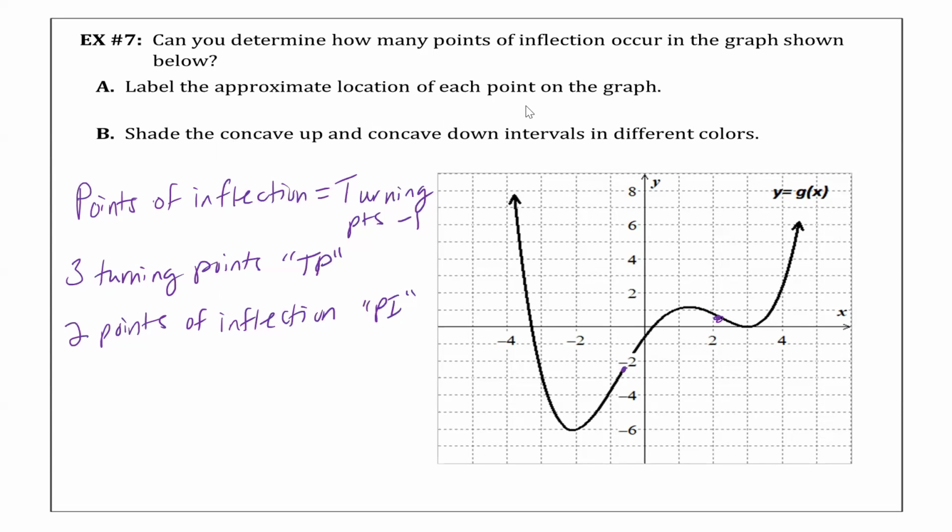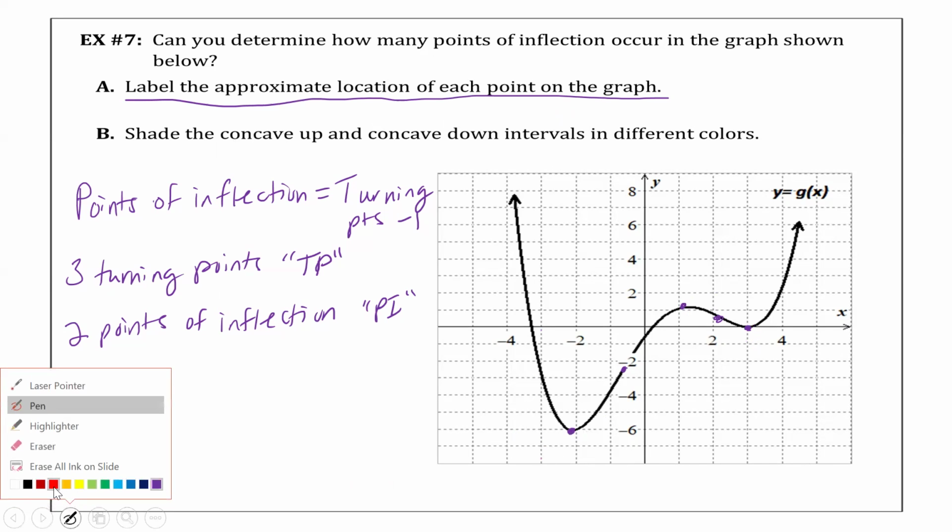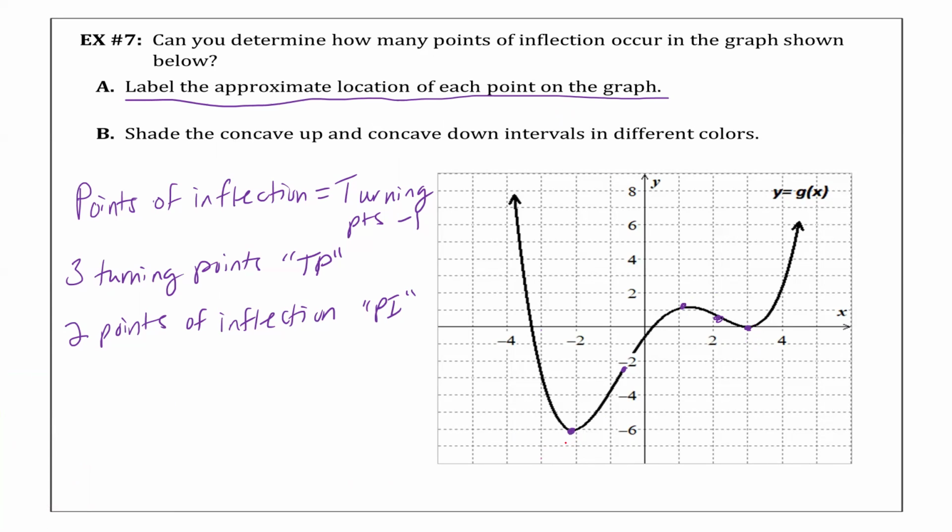All right. Let's talk about it. So first thing it says, label approximate locations of each point on the graph. So that was step 1. It's label approximate locations. So I'm going to say approximately, here's one turning point. Here's another turning point. Here's another turning point, correct? So if I give them approximate values, this one looks like it's at negative 2.1 comma negative 6. That's an estimation.